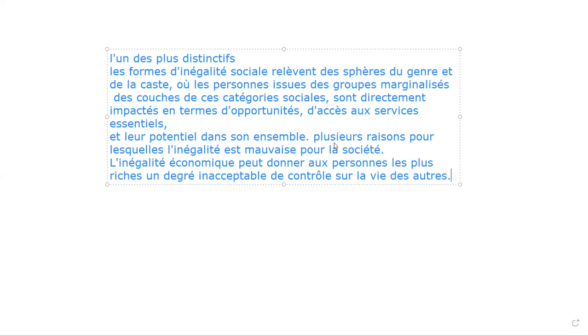Où les personnes issues des groupes marginalisés, it means where the people are coming from the marginalized sections of these social categories, sont directement impactés, are directly impacted en termes d'opportunités, d'accès aux services essentiels, the access to the essential utilities, et leur potentiel dans son ensemble, and their potential as a whole.